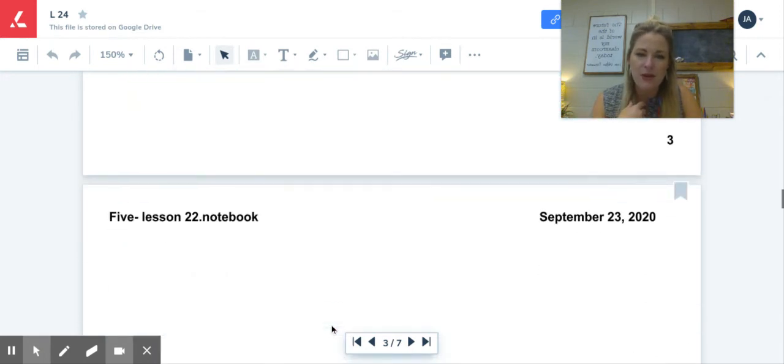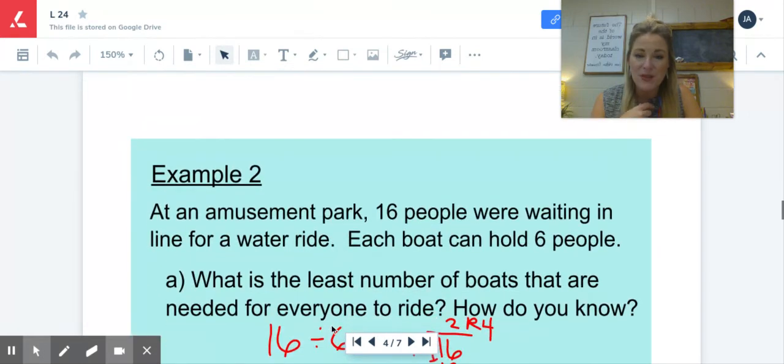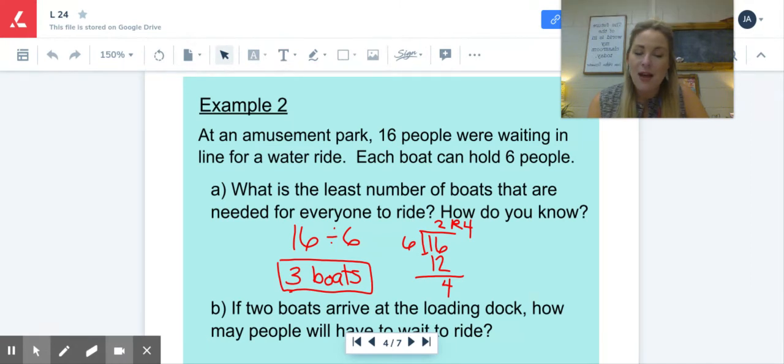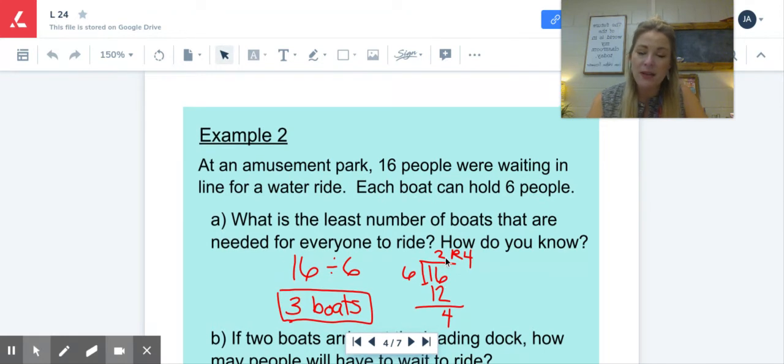Let's give it another try right here. We have a question about boats. I'm going to stop right there, pause this, give it a try, and unpause when you're ready for me to solve. All right, so at an amusement park, 16 people were waiting in line for the water ride. Each boat can hold 6 people. Just looking at A right here. So what's the least number of boats that are needed for everyone to ride? How do you know? Ultimately, we have 16 people. Each boat holds 6 people. I need to take 16 divided by 6.